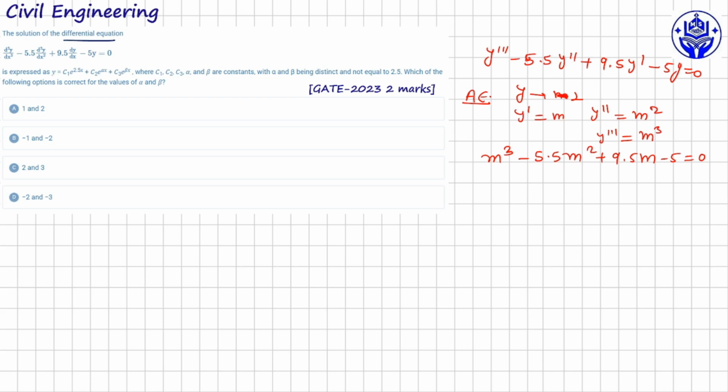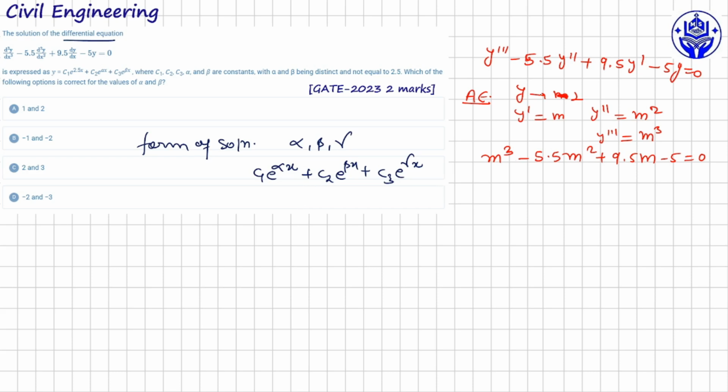So if it is a cubic equation, then one root is given. Whenever you have this kind of differential equation, the form of solution is, if I have real and distinct roots like alpha, beta, gamma, then it will be c1 e to the power of alpha x plus c2 e to the power of beta x and c3 e to the power of gamma x.